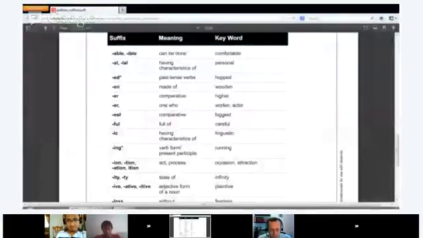Julie, starting with er. Comparative, higher. Good. Or, one who, worker, actor. Est, comparative, biggest. Ful, full of, careful. All right, very good. I think that was 4. Or do one more, that would be fine. Ic, having characteristics of.